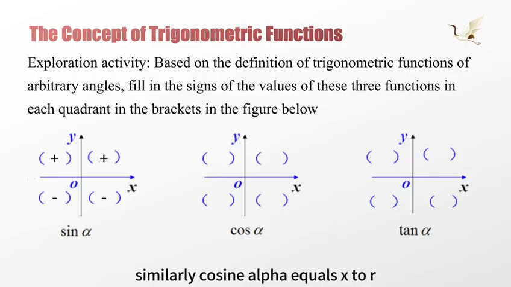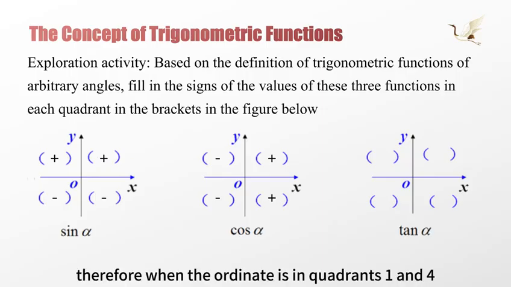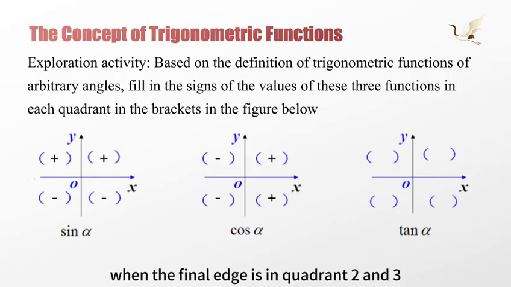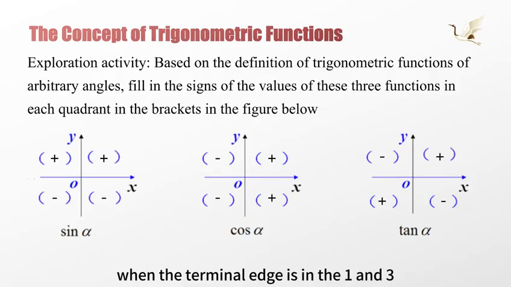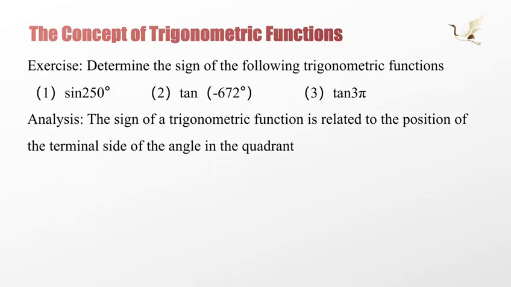Similarly, cosine alpha equals x over r, so its sign is determined by the abscissa. Therefore, when the terminal side is in quadrants 1 and 4, the cosine alpha sign is positive. When the terminal side is in quadrants 2 and 3, the cosine alpha sign is negative. Tangent alpha is equal to y over x, that is, when y and x have the same sign, tangent alpha is positive. Therefore, tangent is positive when the terminal side is in quadrants 1 and 3. Similarly, when the terminal side is in quadrants 2 and 4, tangent alpha is negative.